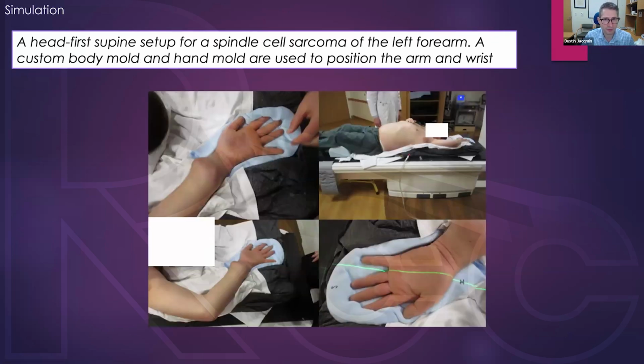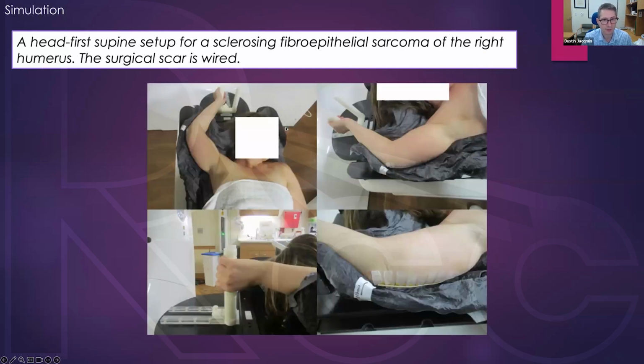Here we have a spindle cell carcinoma of the left forearm. It's very obvious. You can see it right here protruding from the arm. And a custom body mold and a hand mold are used to position the arm and the wrist. So we have basically a mold for the arm itself, and then this custom hand immobilization to get the fingers and the thumb and the wrist in the right orientation.